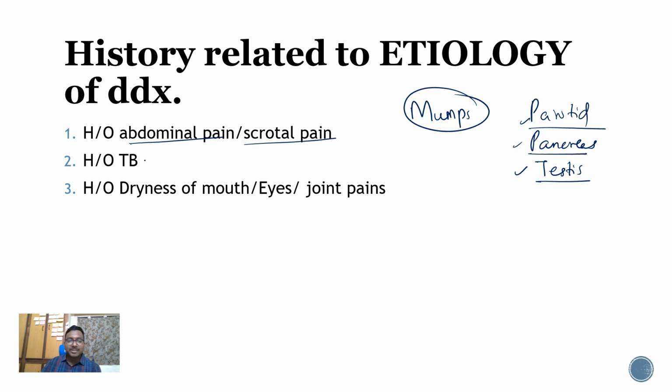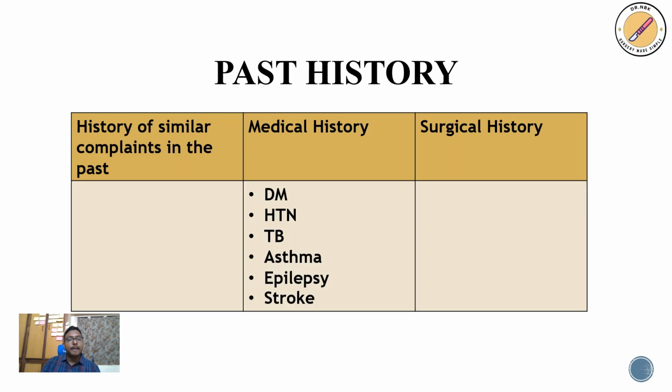Next, India is the world capital of tuberculosis, so we need to rule out TB by asking history related to tuberculosis. Then we need to ask history of dryness of the mouth, eyes, or joint pains. Why joint pains? I told you it is related to Sjogren syndrome. So this is one of the important connective tissue disorders which can cause parotid region swelling. To rule out that, we are asking about dryness of mouth and eyes along with joint pains. Right? These are the possible etiologies which can cause parotid region swelling. So we have finished the history of present illness. Now coming to the past history. So one is history of similar complaints in the past to rule out recurrence.